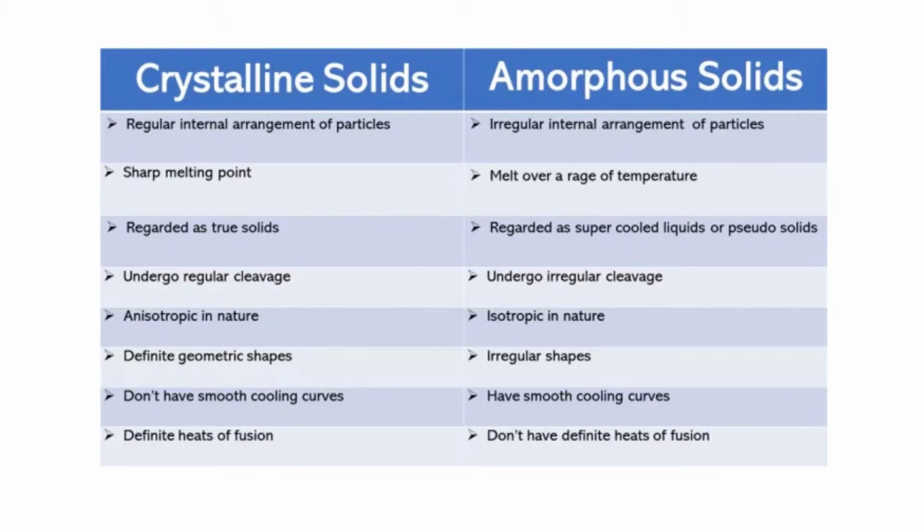Again, crystalline solids show two breaks in the cooling curve, whereas amorphous solids show a smooth cooling curve. Crystalline solids are more stable, whereas amorphous solids are less stable. Lastly, when we cut crystalline solids with a sharp tool, they split into two pieces and the newly generated surfaces are plain and smooth. But when we cut an amorphous solid with a sharp edged tool, it cuts into two pieces with irregular shapes. So, I think the difference between the two types of solid is clear to you now.